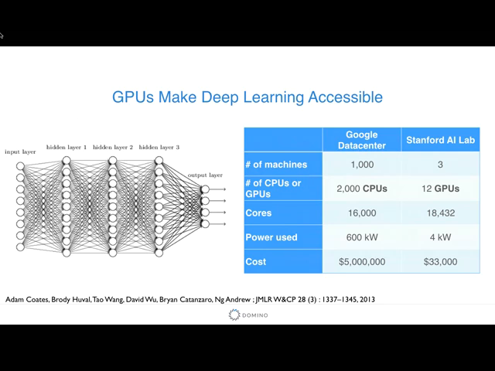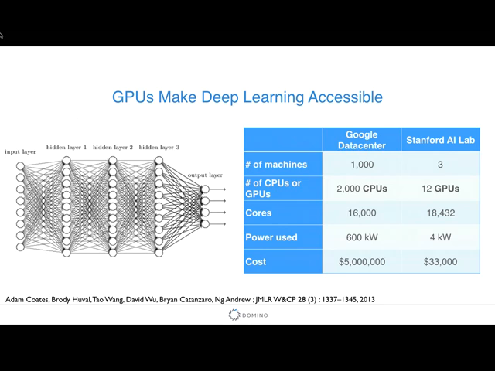A short time after that, Stanford basically replicated Google's results, but they used GPUs, and they were able to do it using only 3 machines, and a total of 12 GPUs. And because each GPU has thousands of cores, they were able to get actually more cores involved in the process than Google's data center, having 18,000 cores. And because these machines are specifically designed for this task, there's not a whole lot of wasted energy there. They're using 4 kilowatts of power, and the cost is much smaller than the $5 million that Google spent, at $33,000.